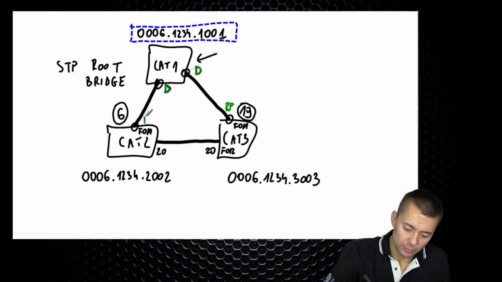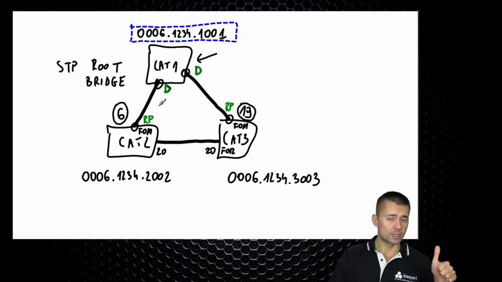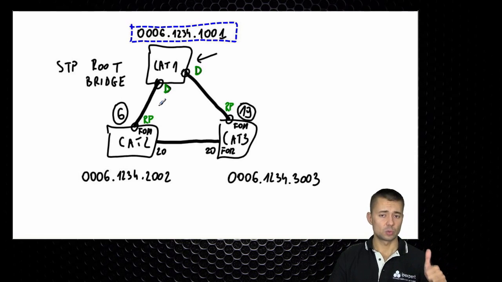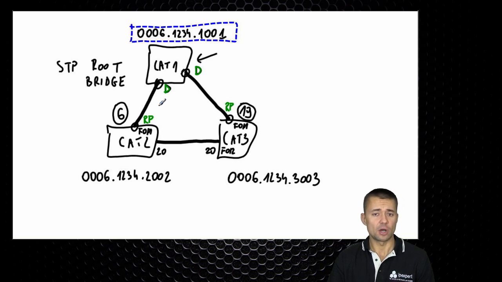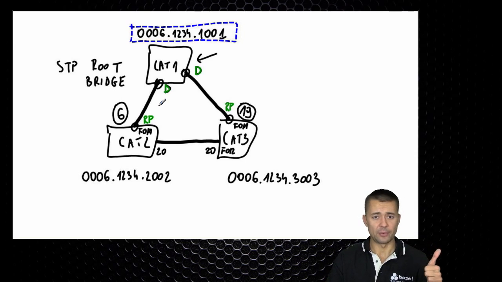FO1 is going to be also the root port on Catalyst 2. There is just one root port per switch on a switch that is not the root bridge. On the root bridge, all interfaces become designated ports. So on all other switches which are not root bridges, there's going to be just one root port per device. So this is the second step of the STP algorithm.